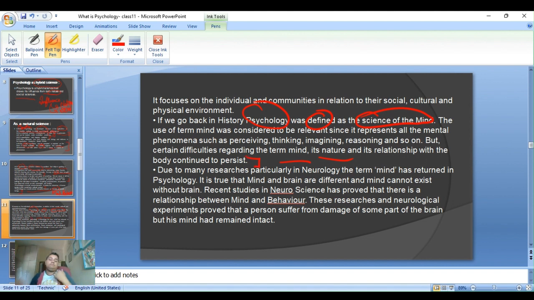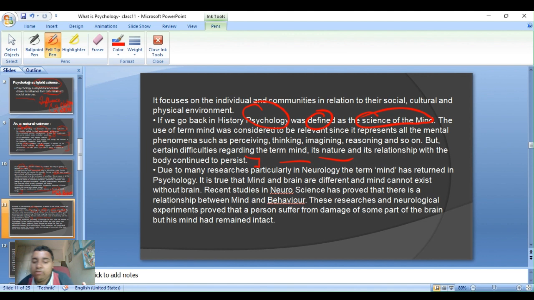ये मेंटल फिनोमिना क्या रिप्रेजेंट करती थी? जैसे परसीविंग, थिंकिंग, इमेजिनिंग एंड रीजनिंग, जो अभी भी हम करते हैं। But certain difficulties regarding the term mind, its nature and its relationship with the body continue to persist. To many researchers, particularly in neurology, the term mind has returned in psychology. It's true that mind and brain are different, and mind cannot exist without brain.